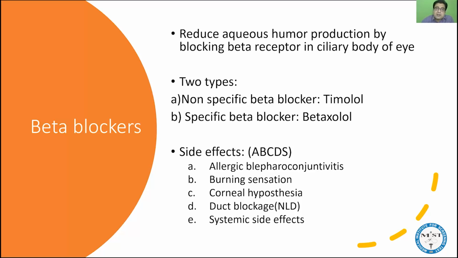Now, the main problem with beta blocker eye drops is systemic side effects. Whenever we give beta blocker eye drops, these medicines enter the systemic circulation and can lead to various systemic side effects which are seen with systemic beta blockers, like bradycardia, bronchoconstriction, depression. So all these side effects can be seen with beta blockers. Because of the systemic side effects, these medicines are not preferred. Nowadays, we prefer to use prostaglandin analogs as the drug of choice for glaucoma.